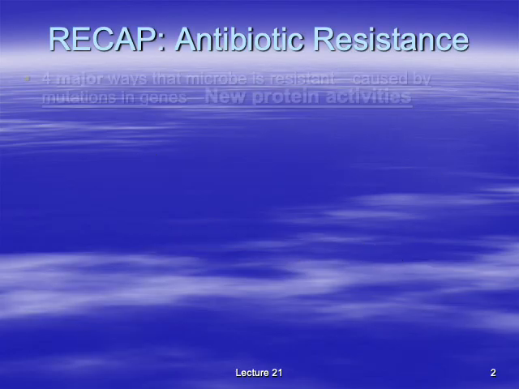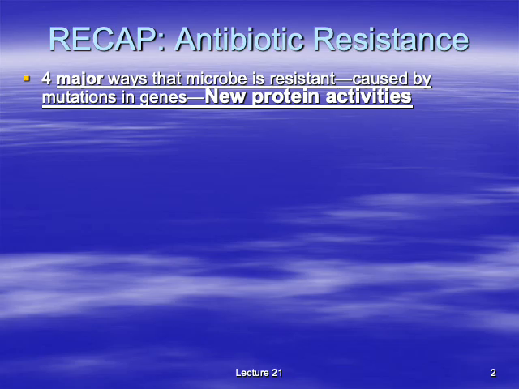First, a little recap. We're talking about 4 ways a microbe can become resistant to an antibiotic. So we think of a mutation in a gene that causes a new protein activity, and sometimes it can be a different rRNA product, but it's usually protein changes.